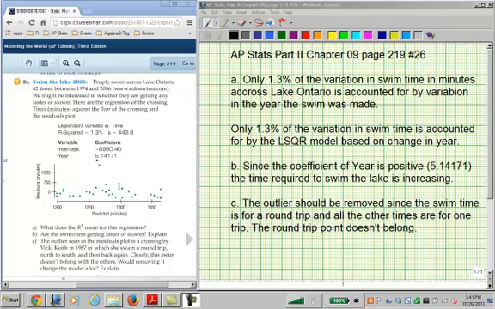Alright, well you can see what problem we're working on here. I wrote out the answers. I thought I'd write them out a bit at a time and talk about them a little bit. Okay, so what does R squared mean?